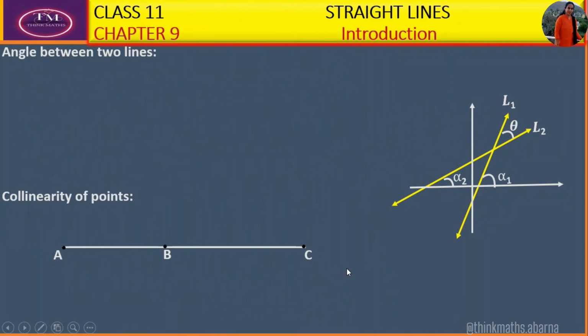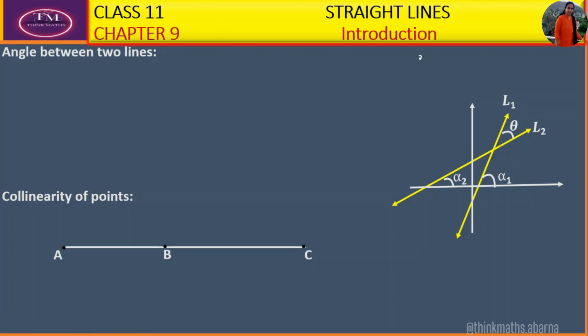It is the angle between two lines. So we have two lines L1 and L2. If we have to find out what angle it forms, what is the angle between two lines? This is the inclination of the line L2 with the x-axis. This is the inclination of the line L1 with the x-axis. With these angles, we can find out the slope.